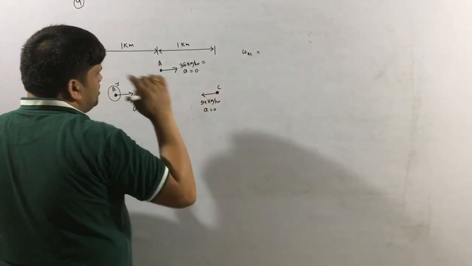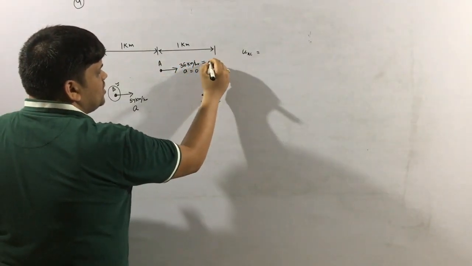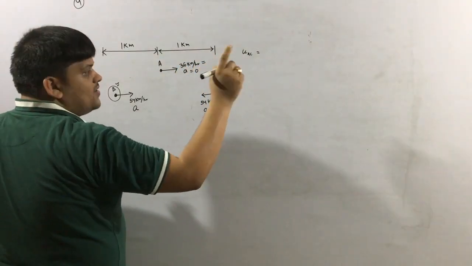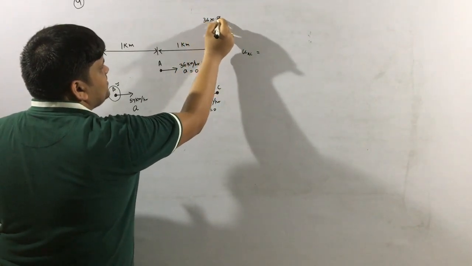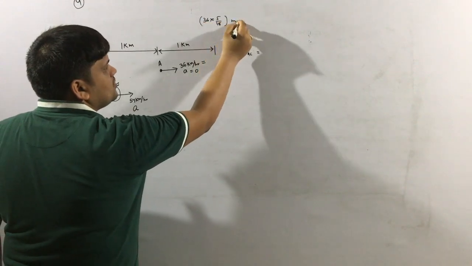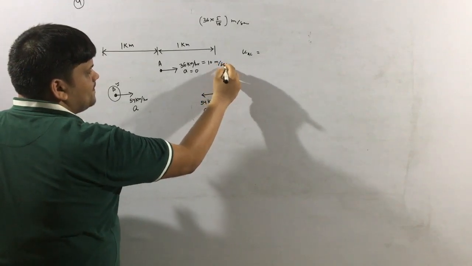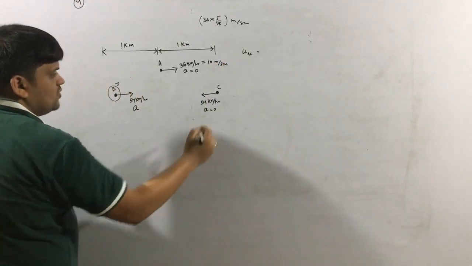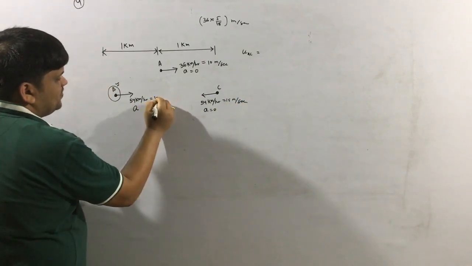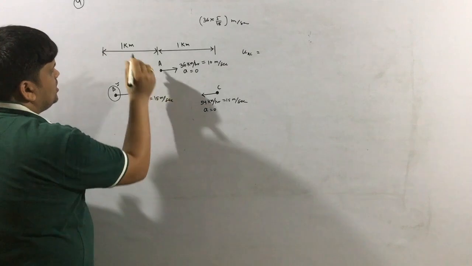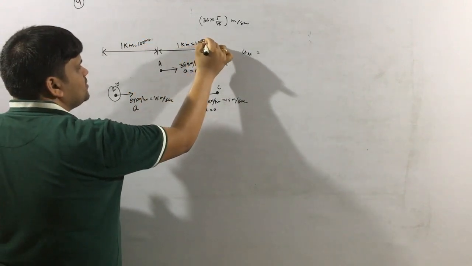Okay, let me write it all in terms of meter per second. 36 km per hour, it will be 36 into 5 by 18, I think you know it. I can do it like this: 36 multiplied by 5 by 18 meter per second. Okay, so it will be 10 meter per second. Similarly, this will be 15 meter per second. This will be also 15 meter per second, and the distances are 1000 meter and 1000 meter.